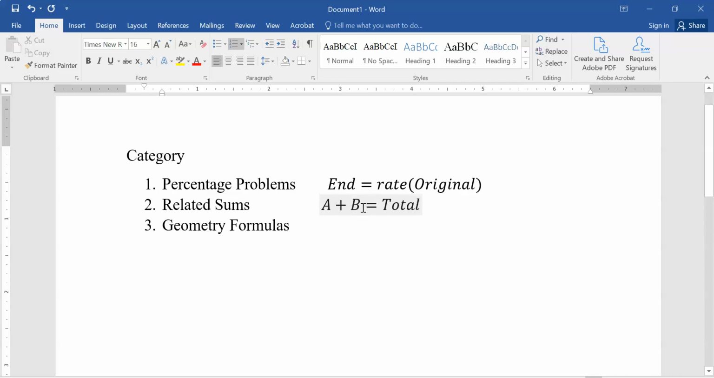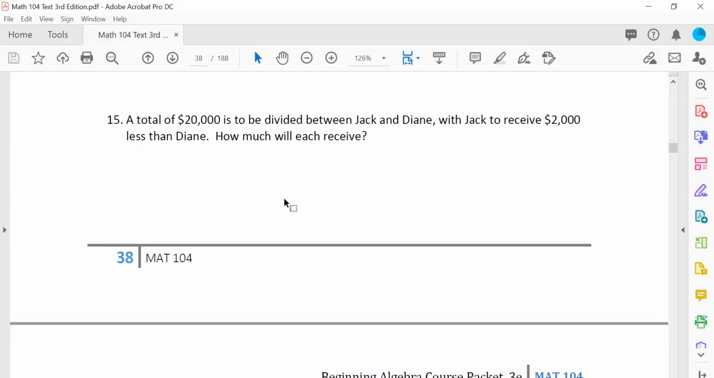The related part is that these A and B have some sort of a relation between each other, or maybe the A and the total have some sort of relation between each other. But usually in this section, A and B have some sort of relation between each other. So let's look at the Jack and Diane example here.